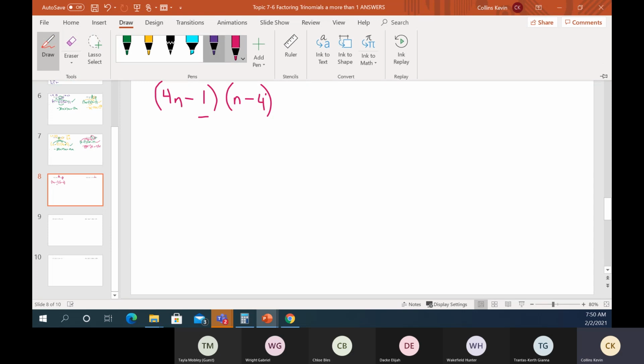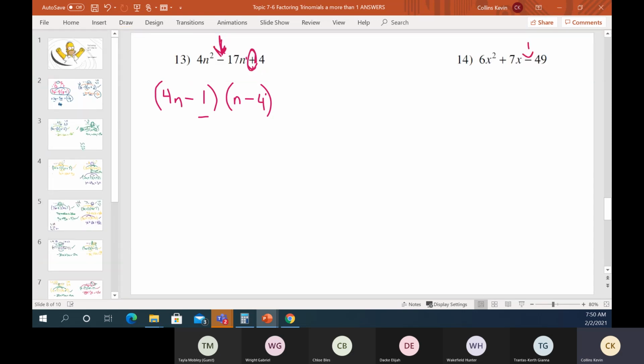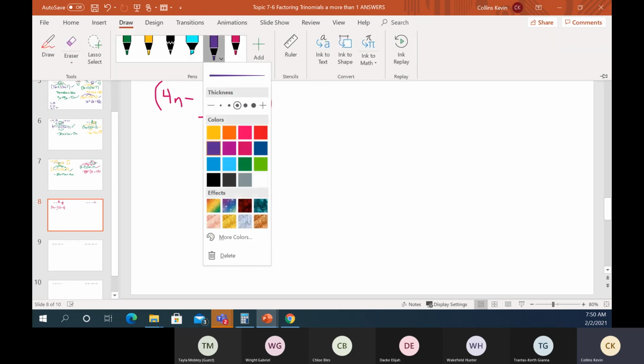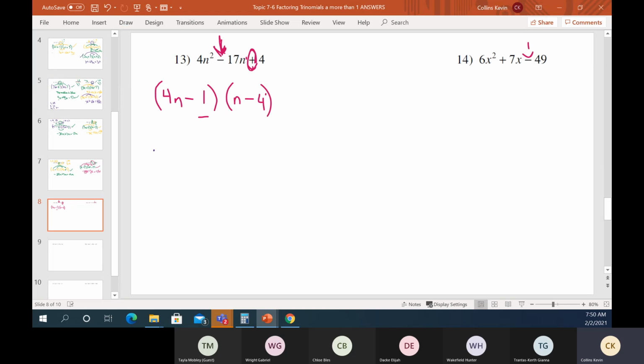So again, the thing you want to do, you always want to check the inside-outside guys and make sure you're good. So we have minus 1 times n, so that's minus 1n. And here I've got 4 times negative 4, that's going to be negative 16n. So negative 16 minus 1 more is negative 17n. That's our boy. See, we got that to work out. So that's our guy.